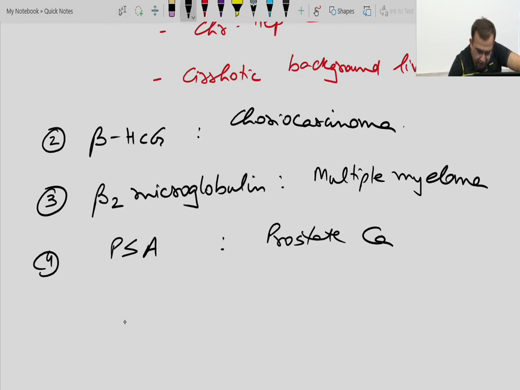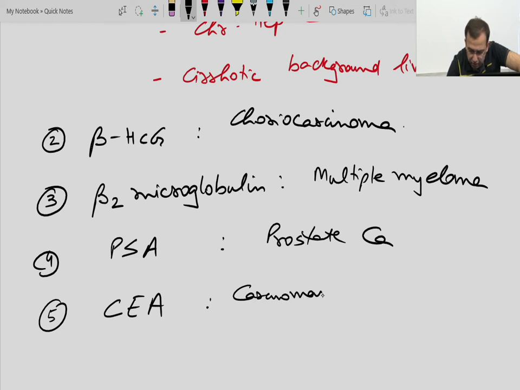Next, CEA, carcinoembryonic antigen. Increased in carcinomas of colon, lungs and GIT.